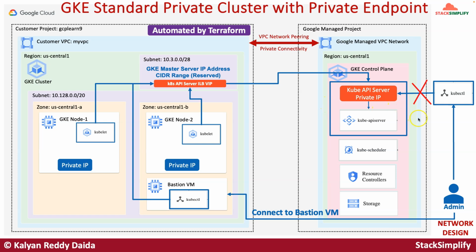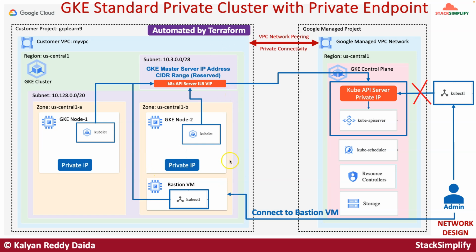So private endpoint in the sense, for your Kube API server private IP, we need to access it only internally from Google Cloud only. We cannot access it via internet. So there is no public endpoint to access the GKE cluster. So for that purpose, we'll also create a Bastion VM in our Google Cloud, and we'll connect to that Bastion VM, and from there we will run the kubectl commands. So entirely a secure cluster we are going to create as part of this demo.